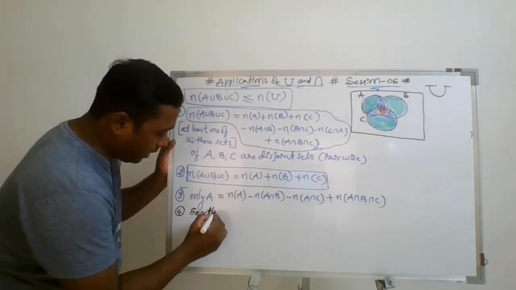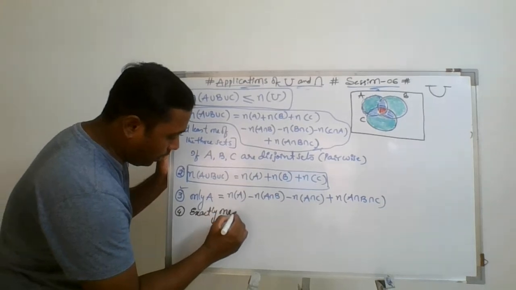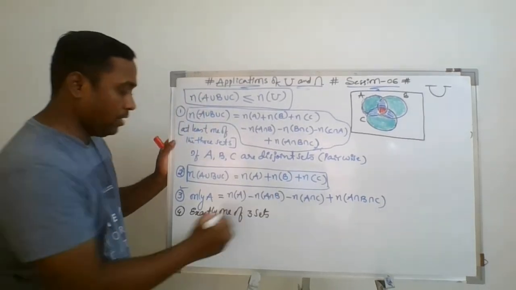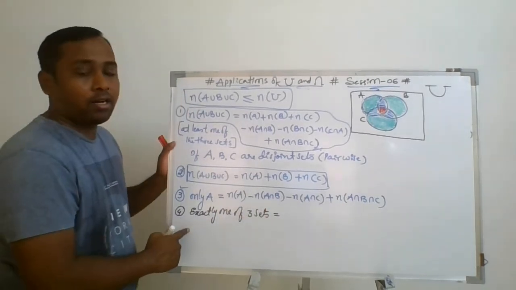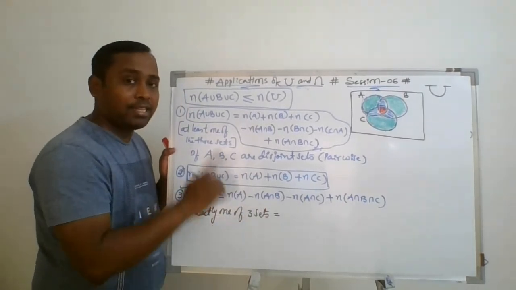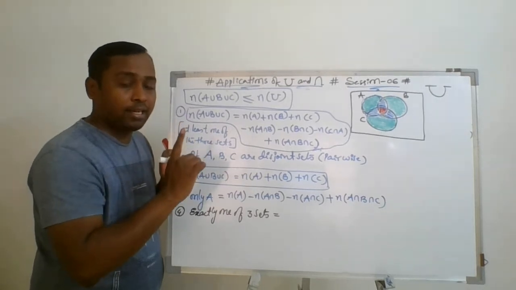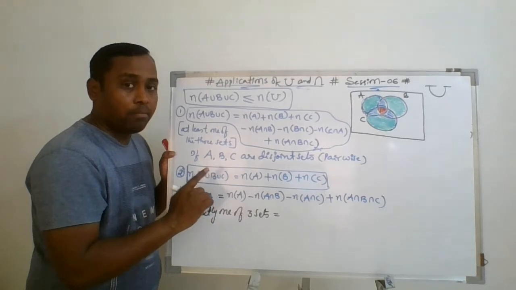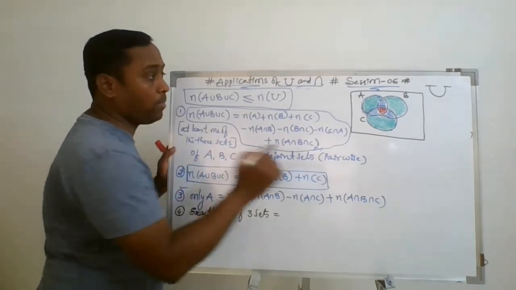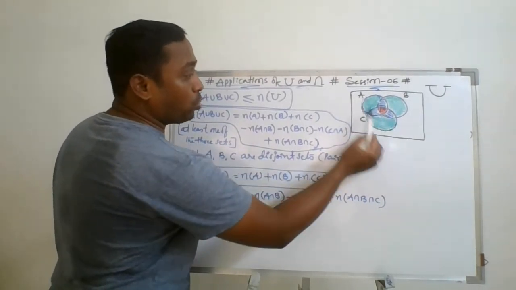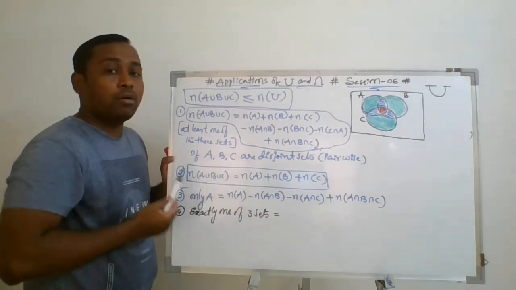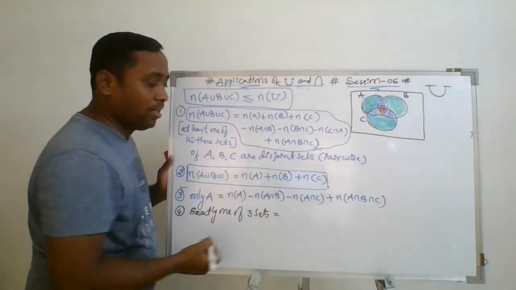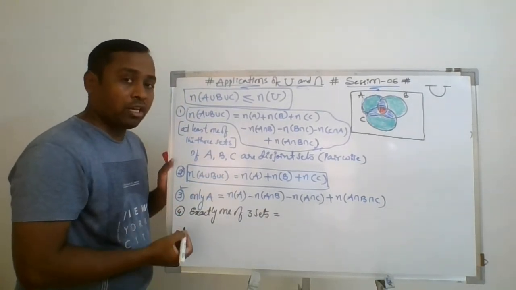exactly one of 3 sets. I repeat, exactly one of 3 sets. Exactly one out of 3 sets. It means only A plus only B plus only C. It means complete green portion. Complete green portion. How could I get? Simply by, here I am stating the formula. You may rethink on it.